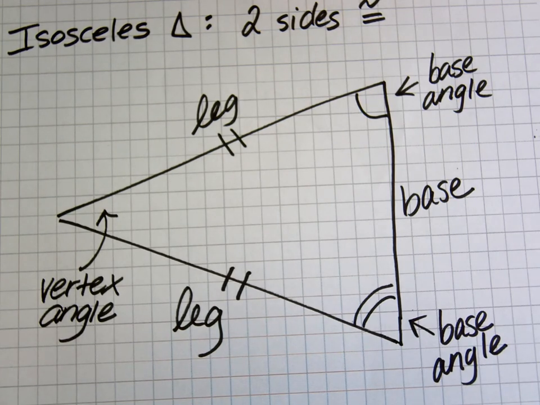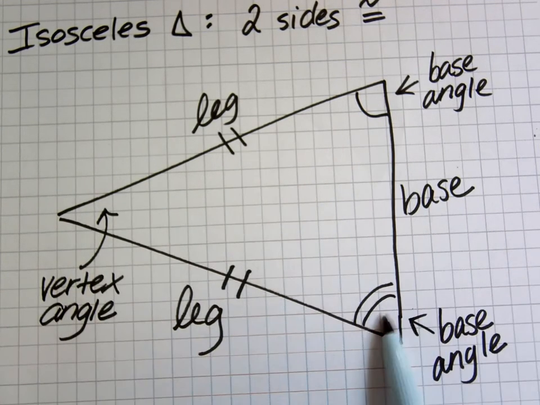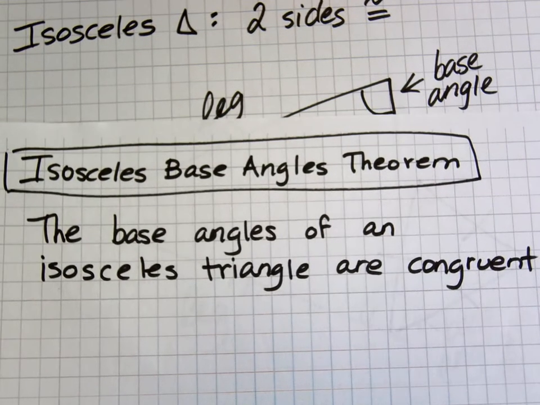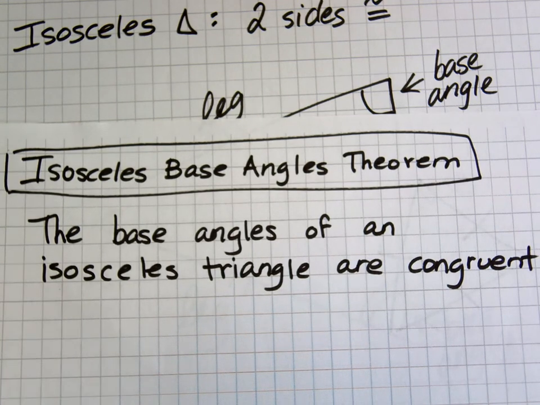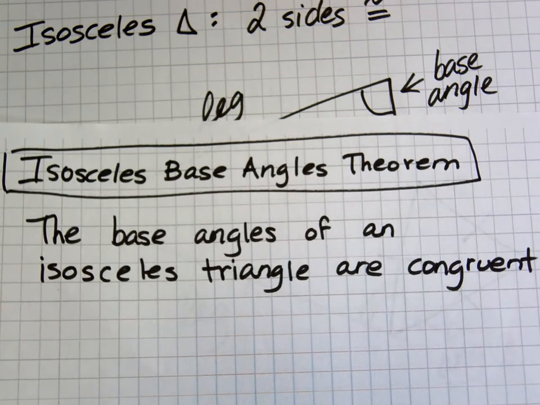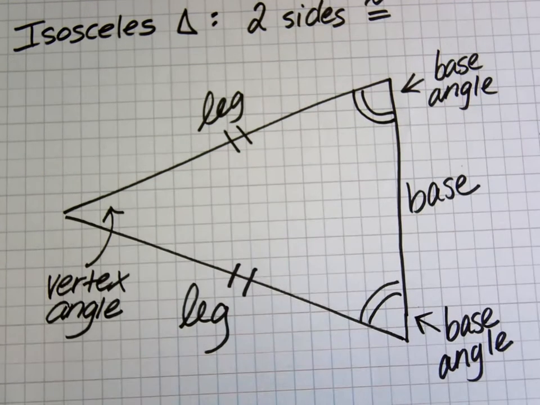Okay. Thank you. So, vertex angle is the one angle that's different from the other two. Well, we haven't really said that yet. That was the next thing I was going to tell you. Sorry, spoiler alert. The next thing I was going to tell you is that it turns out there's a theorem, and it's called the isosceles base angles theorem. It says the base angles of an isosceles triangle are always congruent. My two base angles are the same. They are always the same.